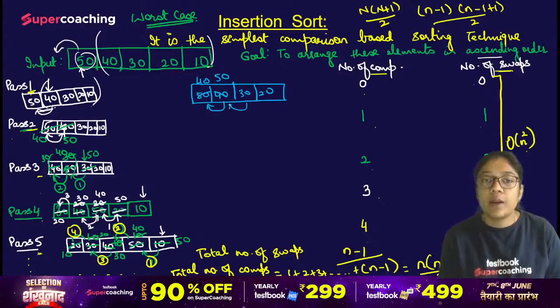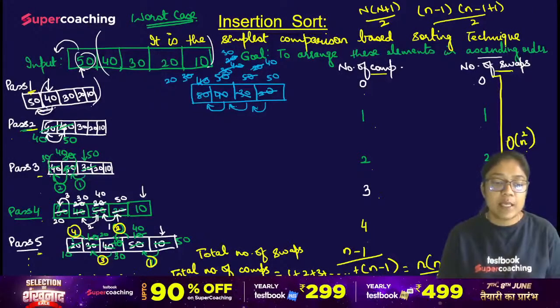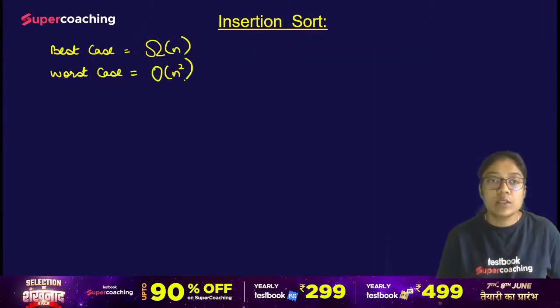Then 30 was compared with 50, then we got 30 here, then we got 50, and then 30 was swapped with 40. Then 20 was compared here, so 20 and 50 will be swapped, 20 and 40 will be swapped, 20 and 30 will be swapped. So are we taking the extra space? No. So this means that insertion sort is an in-place sorting technique.